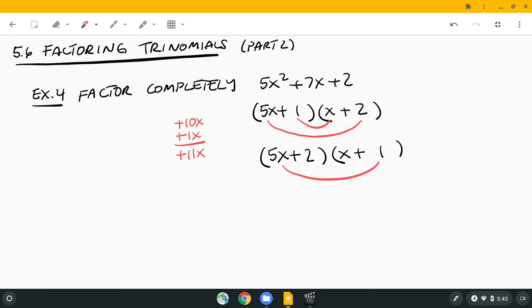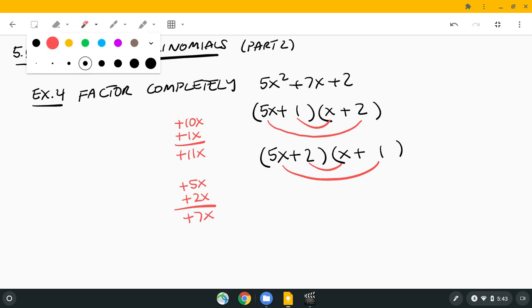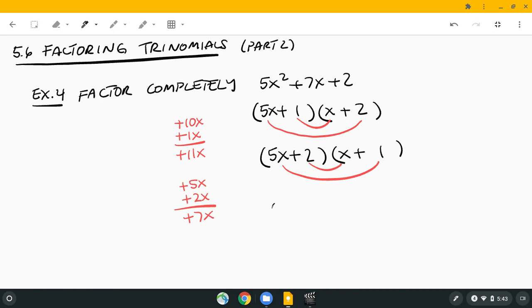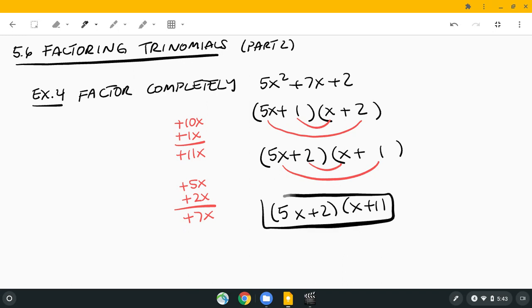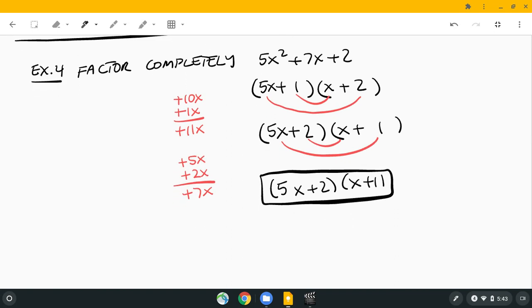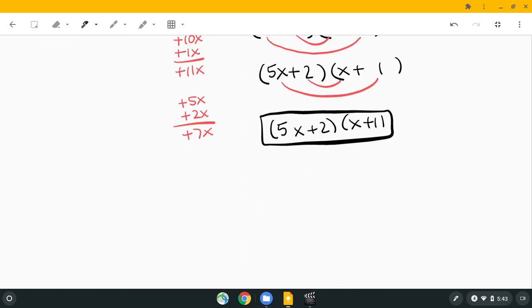On the outside, the product 5x times 1 is positive 5x. Positive 2 times x is positive 2x. And this gives us positive 7x, which is what we want for the middle term. So that is the correct answer: 5x plus 2 times x plus 1. All right. Let's take a look at another one.